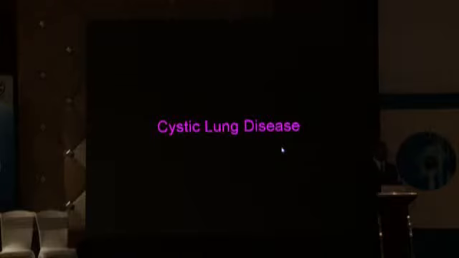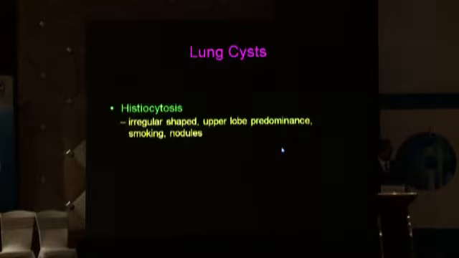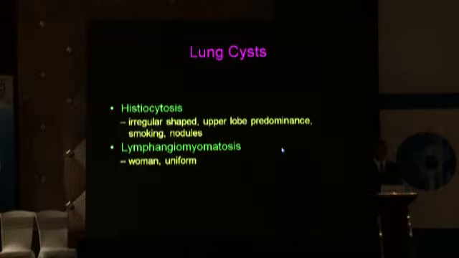Lastly, we have cystic lung disease. And cystic lung disease essentially presents with cysts with walls that are randomly distributed throughout the lung parenchyma. We have two conditions, histiocytosis X and lymphangiomyomatosis. Histiocytosis X occurs in smokers, lymphangiomyomatosis occurs in women.